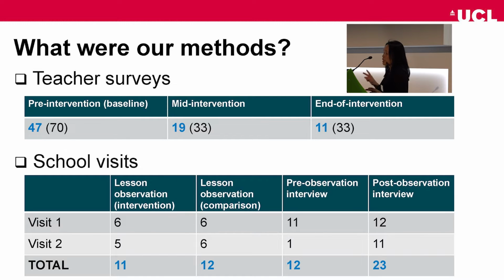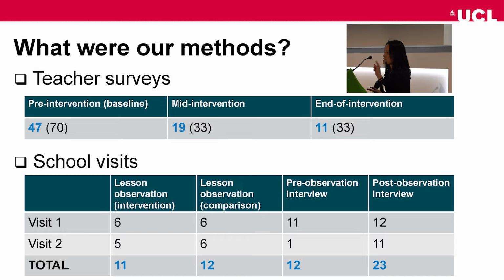The second and third survey, so the mid-intervention and end of intervention surveys, they were completed by our teachers in the intervention group, because as I mentioned, we were trying to capture the teachers' experiences of using Englicious intervention. And again, you can see the figures in terms of completion rates. So those surveys were sent to 33 teachers, and we had 19 completions for the mid-intervention survey and 11 for the end of intervention survey.